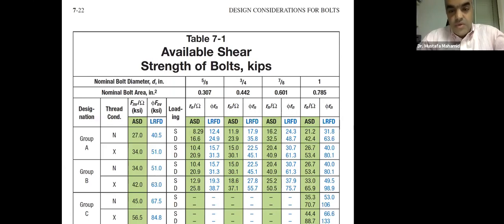For example, if we have a double angle connection to a beam web, here we have one angle on each side of the web, so we have double shear, and the capacity is higher. As you can see, if you put a 3/4 inch bolt, we have in LRFD 35.8 kips. If we have a single plate connecting to the web, that's a single shear, that's 17.9.